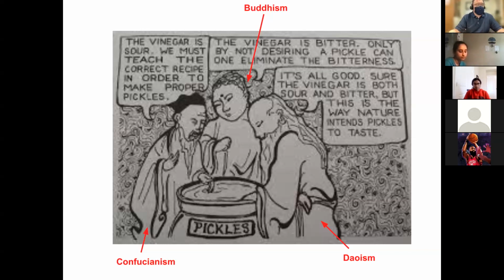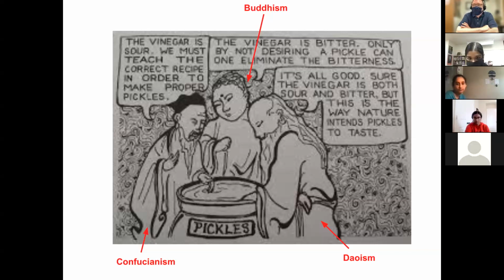Okay. So then we have Taoism. It's all good. Sure, the vinegar is both sour and bitter, but this is the way nature intends pickles to taste. So what do you remember about Taoism in that quote? Think about what's being emphasized. It's always about nature's desire and the worldly things the world provides us. I heard part of the beginning, nature oriented. Yeah, nature's desire, and it's all about what the world gives us and what the world wants for us.